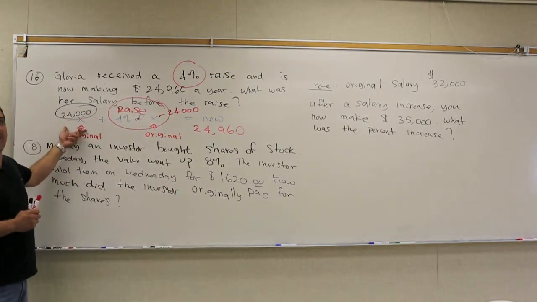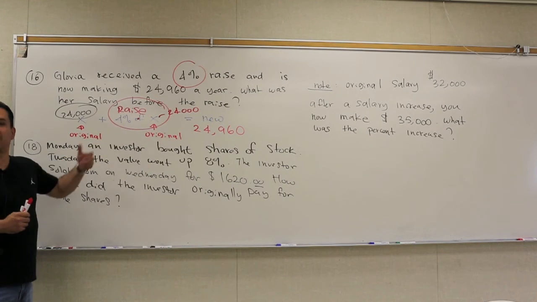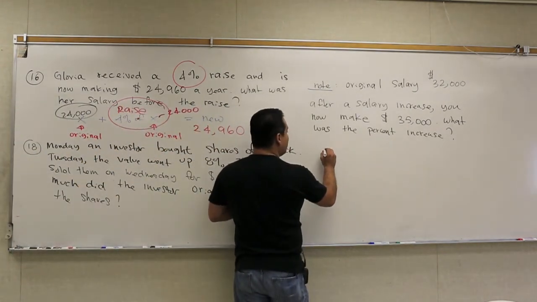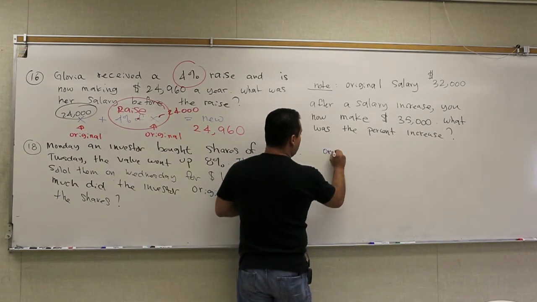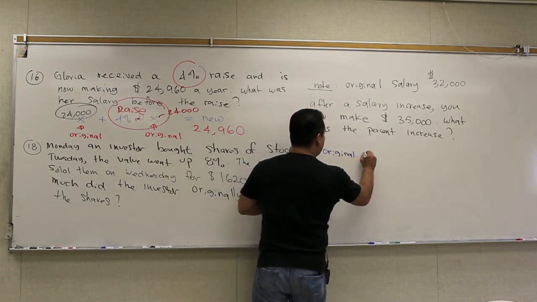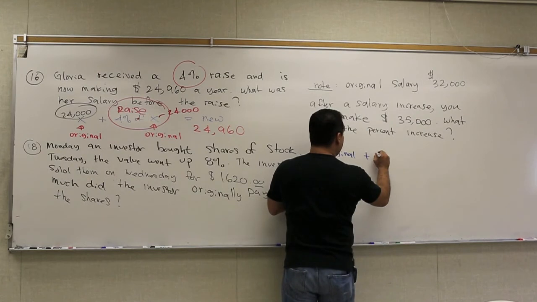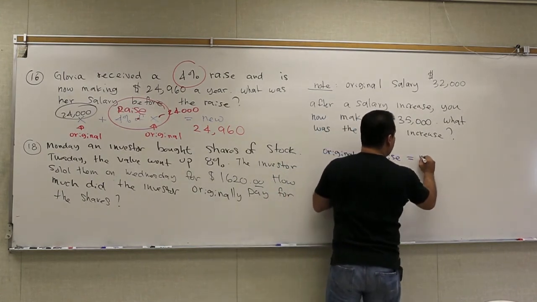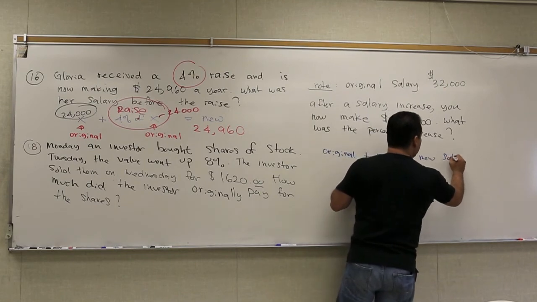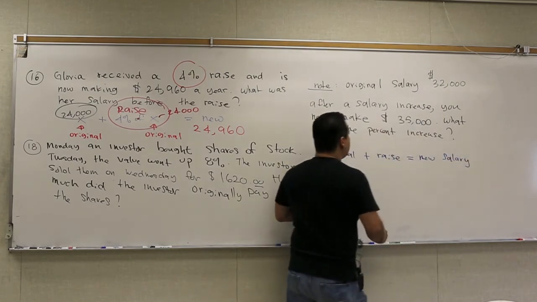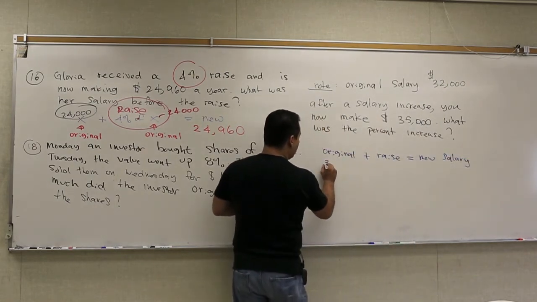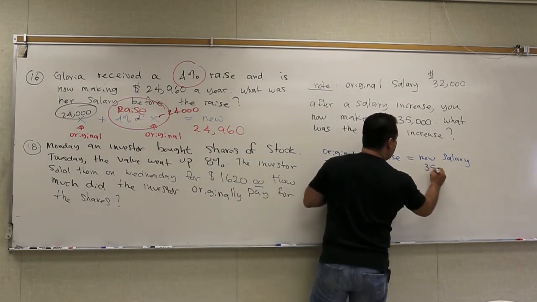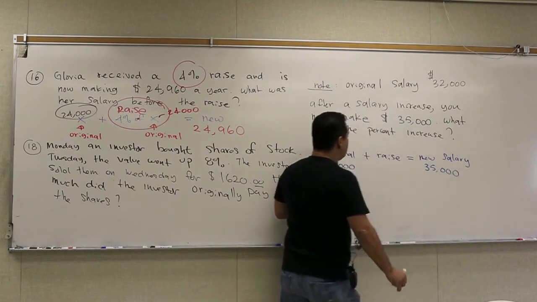You have your original salary plus the what? Plus the raise. So go back to this model. You have the original salary plus your raise. Is that true? And what should that give you? Does that give you the new salary? Is that true? So what was the original salary here going to be? $32,000. What's the new salary? $35,000.